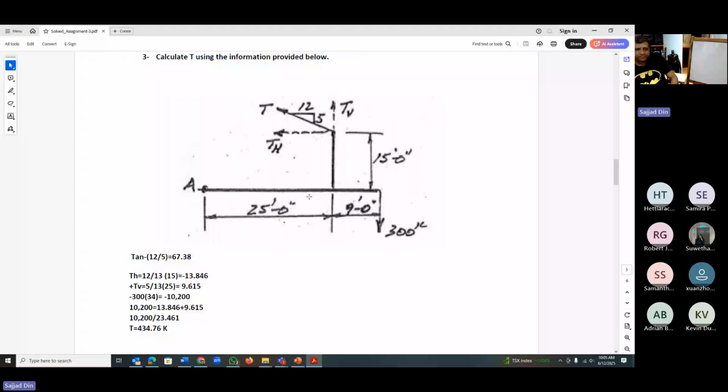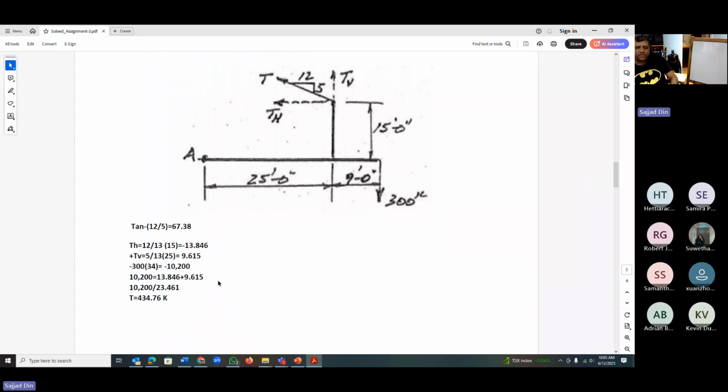So the T horizontal is calculated as 13.84. And then you've got the T vertical calculated, it's 9.6. So calculate the moments due to the three different forces. And you'll end up with an equation where 300 times 34 is equal to TV times 25.